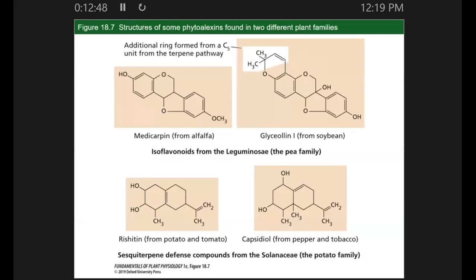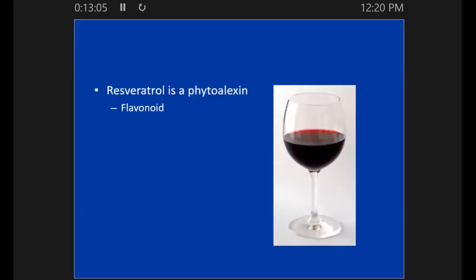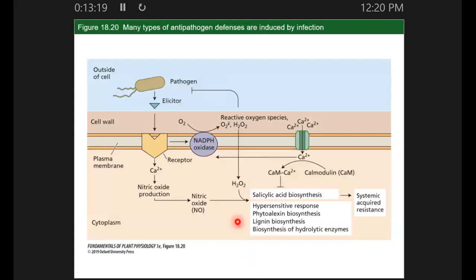These are just a couple of examples of what they could be. There's lots that have been studied. This is a drop in the bucket compared to all the stuff that they know, but we're trying to show that there's some chemical diversity here. We talked about resveratrol back in the secondary metabolite slide set, and that one is also a phytoalexin. It's found in red wine commonly. Phytoalexins can be quite potent and effective. So that's another strategy that plants can have.